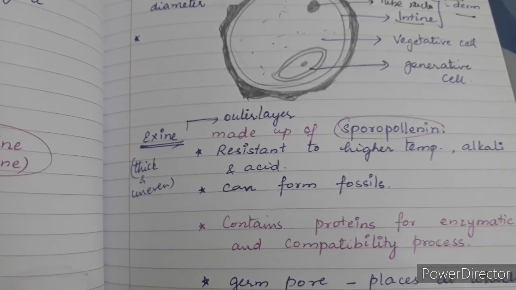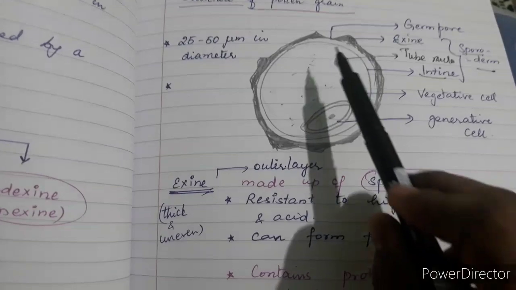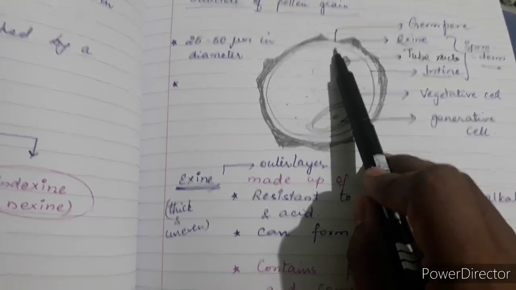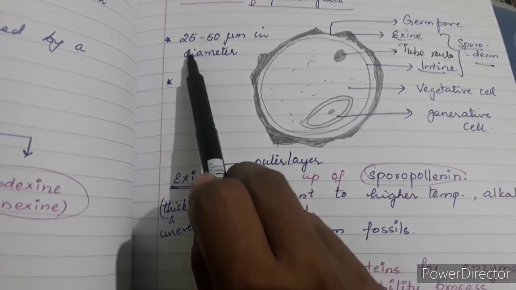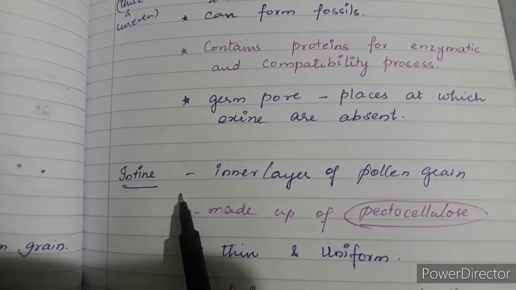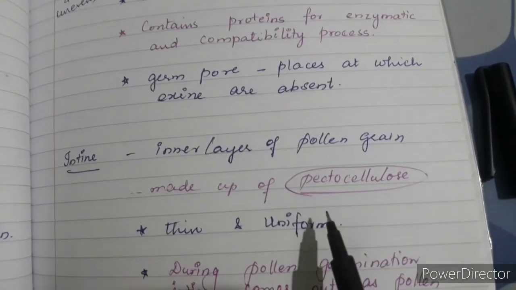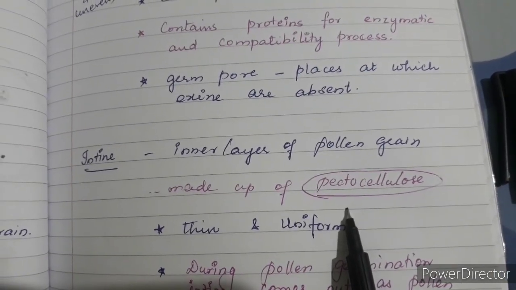So it is a thick layer. It is uneven because it is discontinuous. You can see the gap is present over here. It is a germ pore. The size of the pollen grain is around 25 to 50 micrometers in diameter. Coming to the next one, the intine. The intine is the inner layer of the pollen grain. It is made up of pectin and cellulose, so it is normally referred to as pectocellulose.